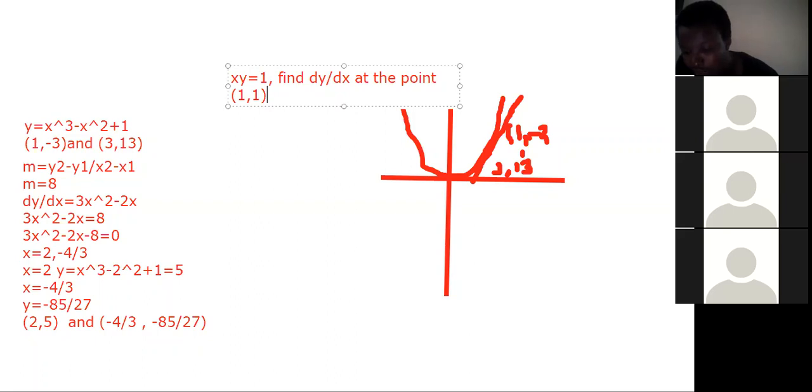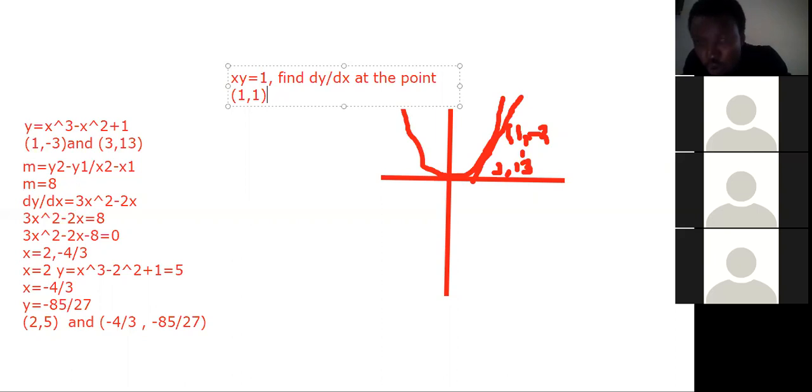Yes, sir. So minus y all over x, and you are giving the y value to be 1, and the x value to be 1. So minus 1 divided by 1 is what? Is it 0? Sir, no. You see, it's equal to minus 1. So it's minus y all over x.